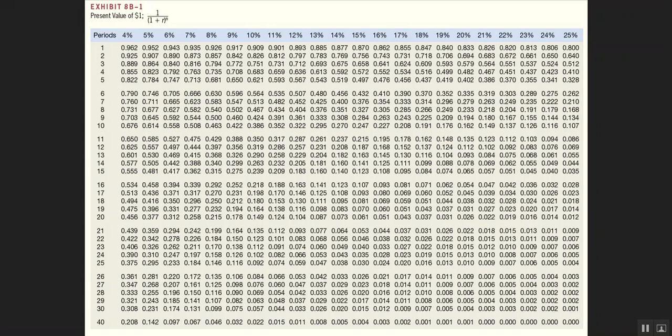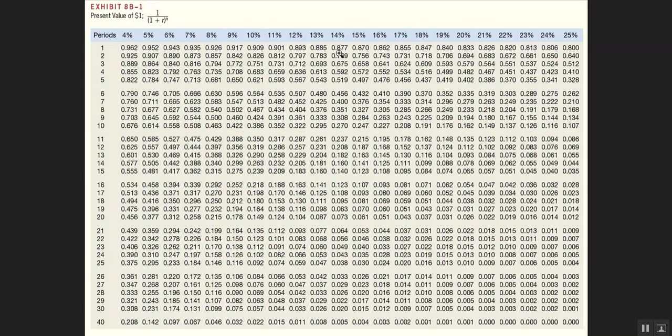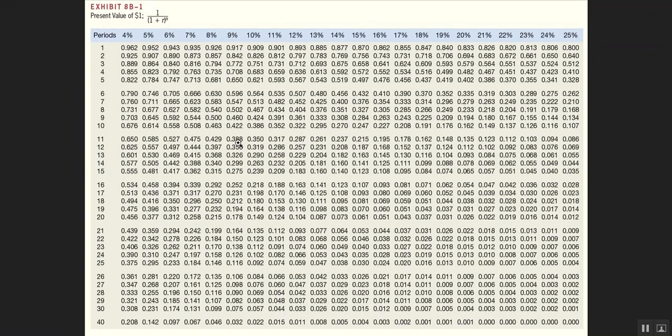The way I have it set up in my spreadsheet, I've got 5 amounts that we're looking at, and we're going to take the present value of each of those amounts independently. So when we're talking about an annuity in arrears, we would use the annuity table. We're not going to use the annuity table for this problem. We're going to use the present value of $1, and we're going to apply the discount rate for each of those amounts for every year.